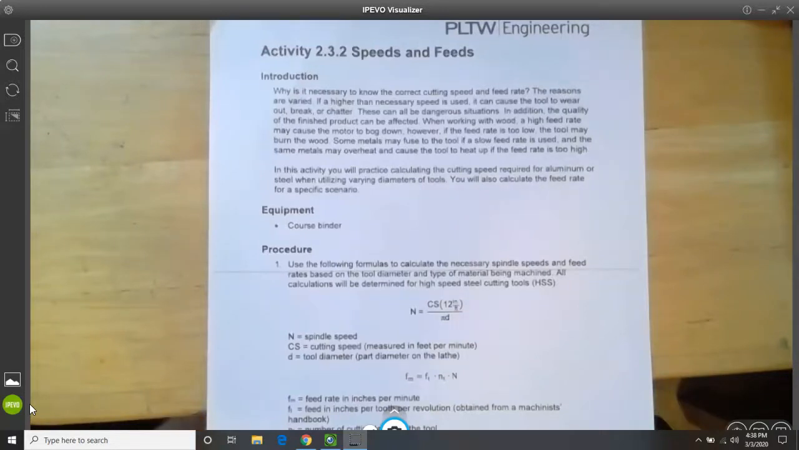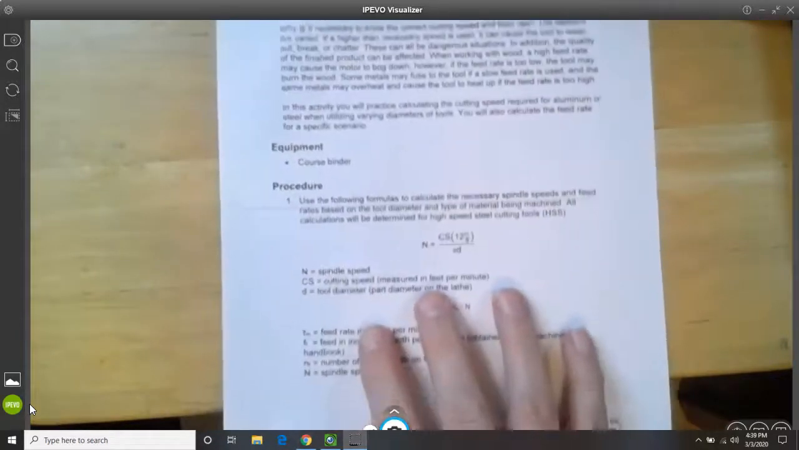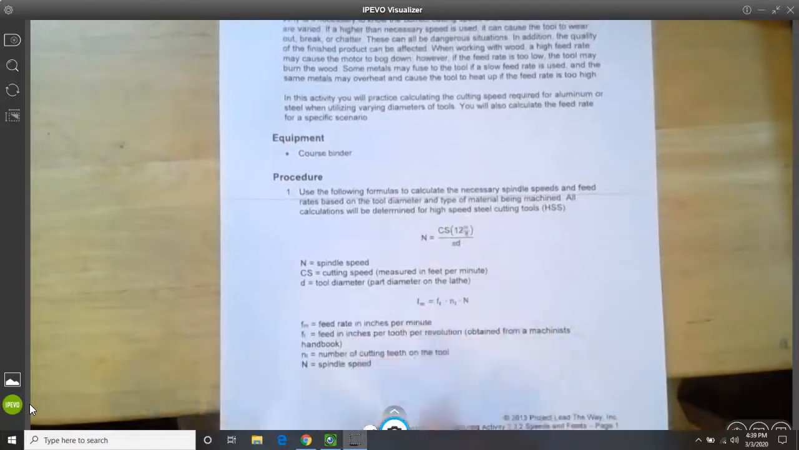In this activity, we're going to practice calculating cutting speeds that are going to be required for aluminum or steel when utilizing varying diameters of tools. You'll calculate the feed rate for a specific scenario also. So I'll show you how to do that in a minute. You're going to need your course binder for this.